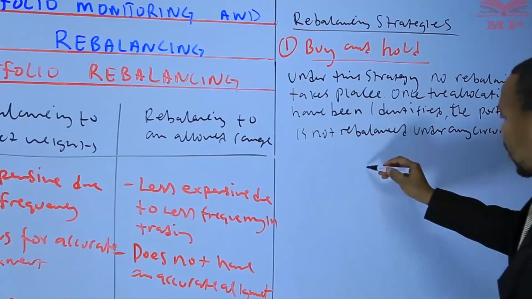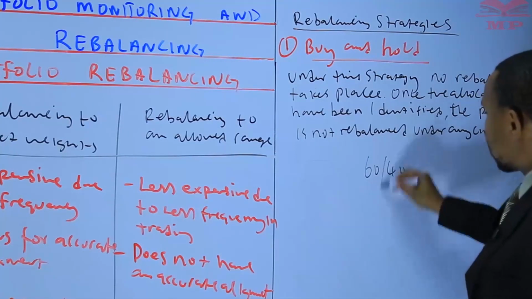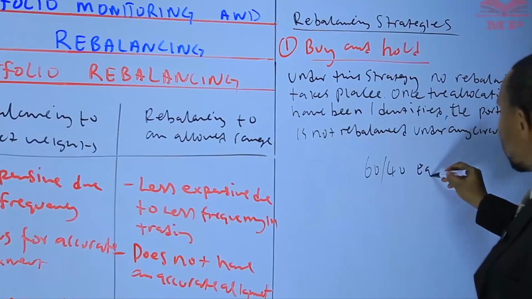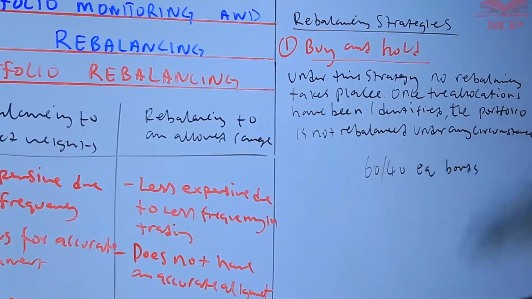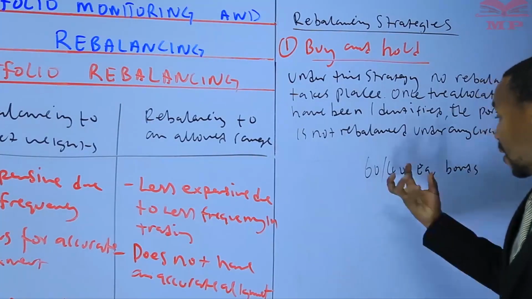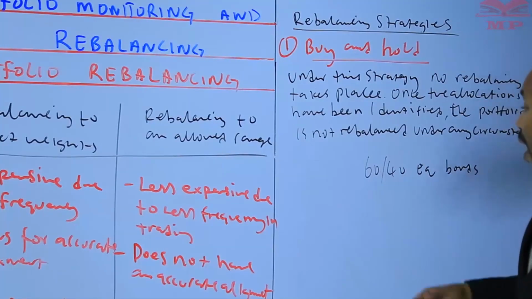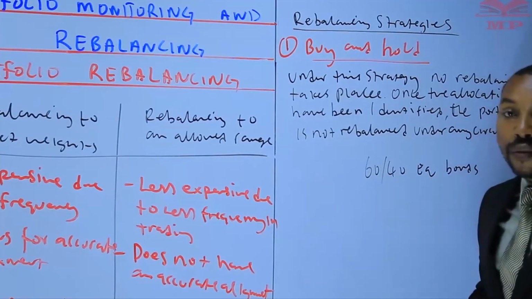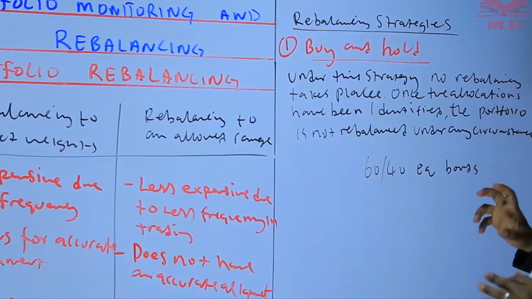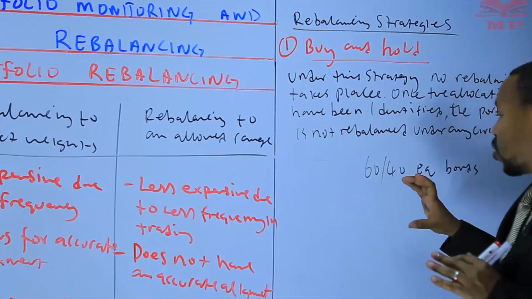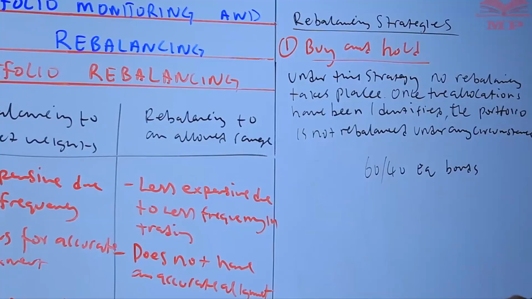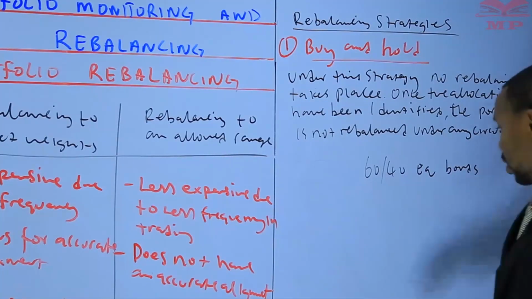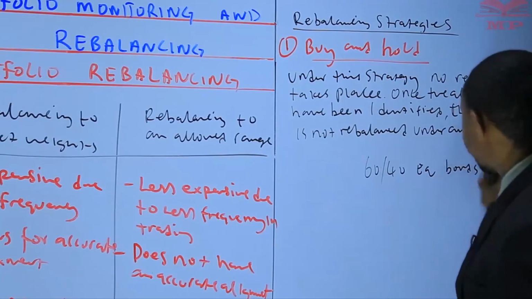So if you have a 60-40 allocation to equities and bonds, this 60-40 allocation remains, even if external factors actually impact the portfolio negatively. What happens is that we just buy and hold and allow the portfolio to take shape based on this allocation. So that's the first type of strategy that we need to know.